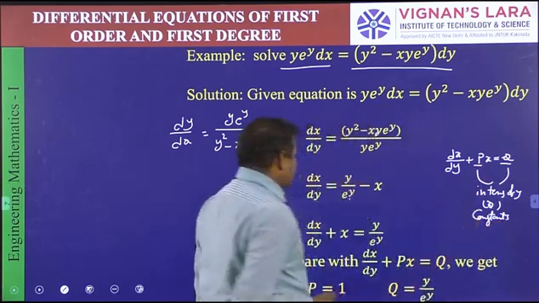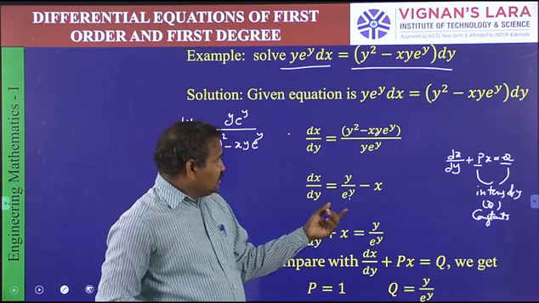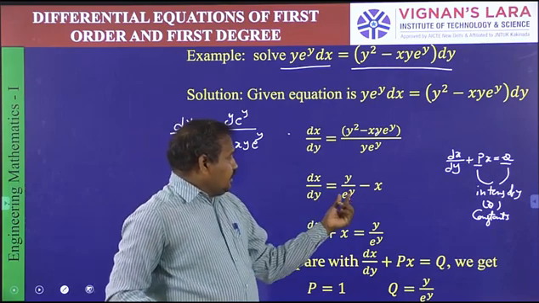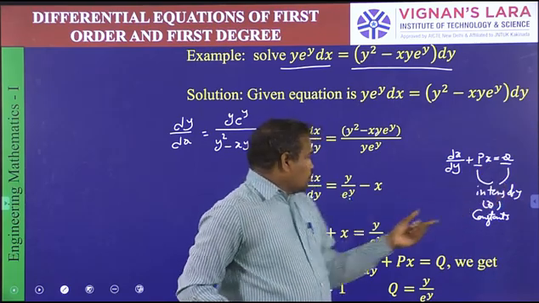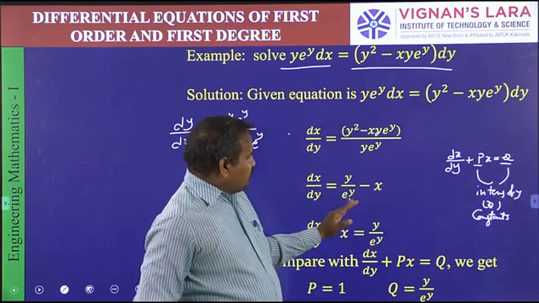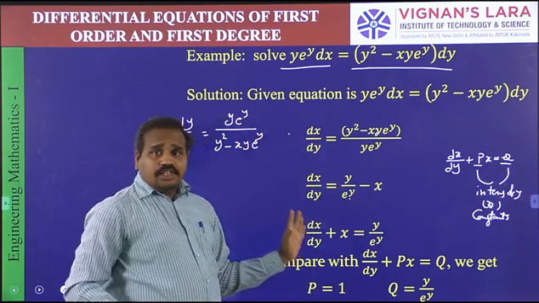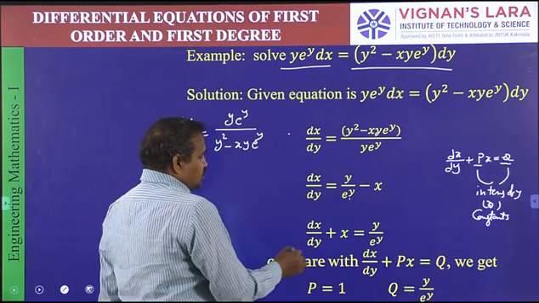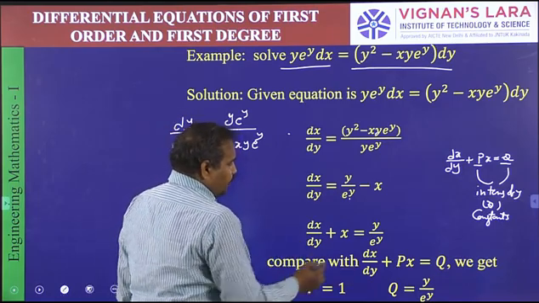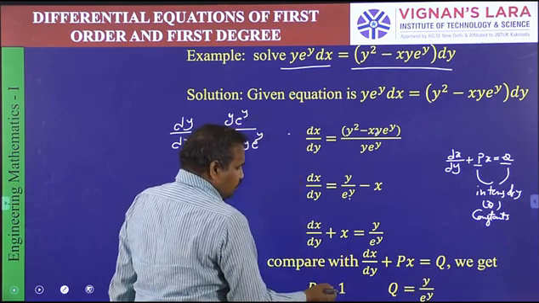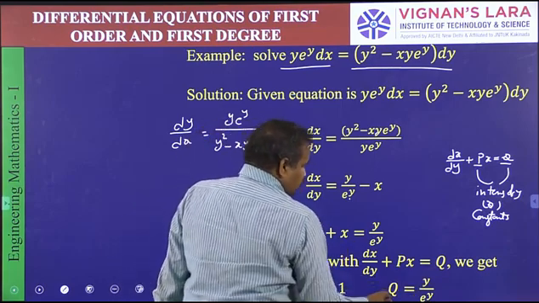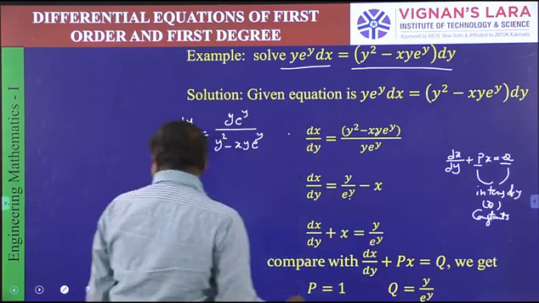Like this you have to convert. Here, see this: this total one is in terms of y, so q is only in terms of y. Keep this one here, and bring this minus x to the left hand side. Then this is in the form of dx by dy plus p into x is equal to q. What is the x coefficient? 1. So p value is 1. What is q? Y by e power y.